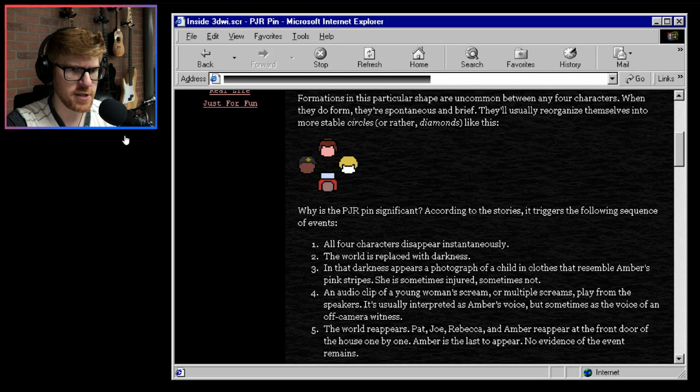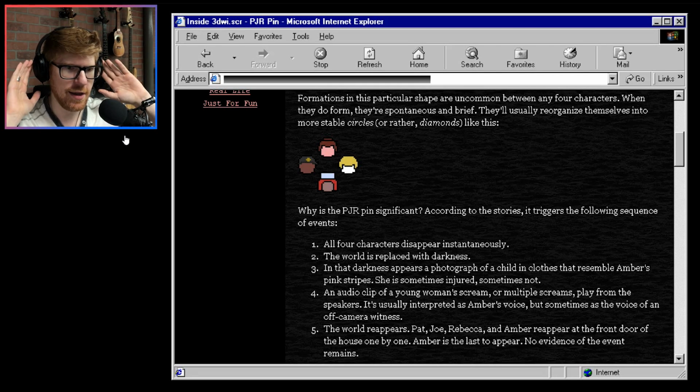In that darkness appears a photograph of a child in clothes that resemble Amber's pink stripes. She's sometimes injured, sometimes not. An audio clip of a young woman's scream or multiple screams plays from the speaker. It is usually interpreted as Amber's voice, but sometimes the voice of an off-camera witness. The world reappears. Pat, Joe, Rebecca, and Amber reappear at the front door of the house one by one. Amber is the last to appear. No evidence of the event remains.